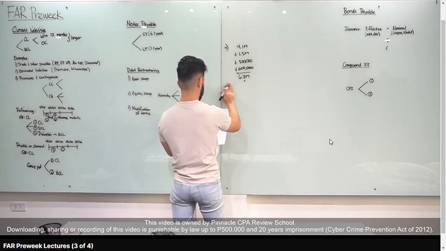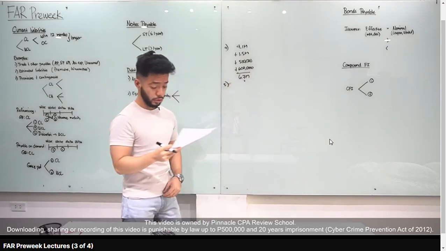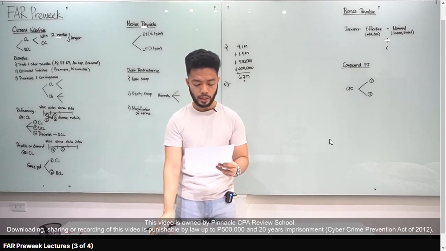Number 5. The question is, what total amount should be reported as current liabilities? BSA company disclosed the following liability account balances. Accounts payable, yes.